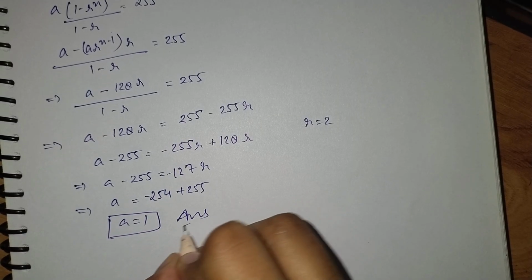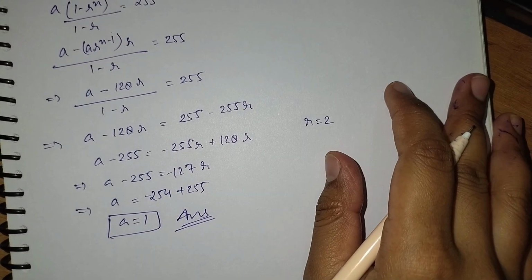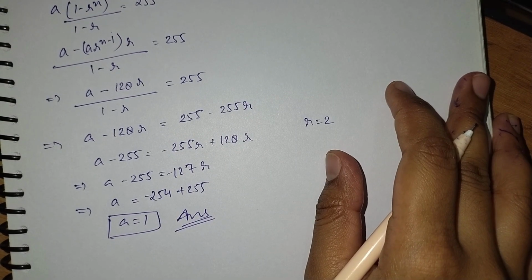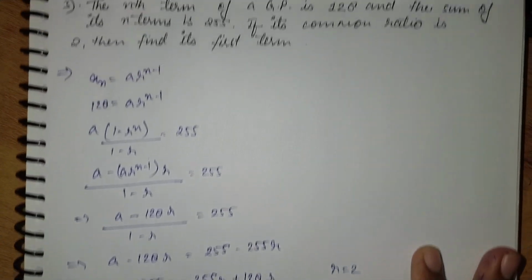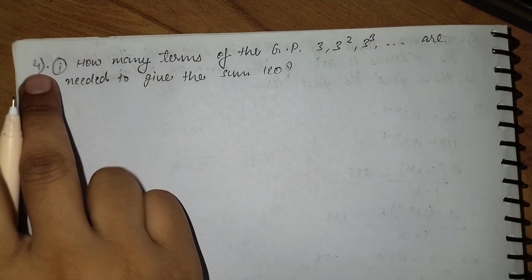Means the first term in this given GP is 1 only, and this is the only thing which we have to find in this question, and this is the final solution of question number 3. Now let us solve question number 4, first part.